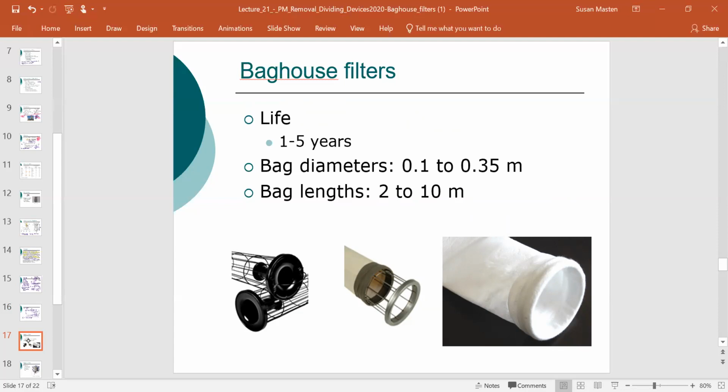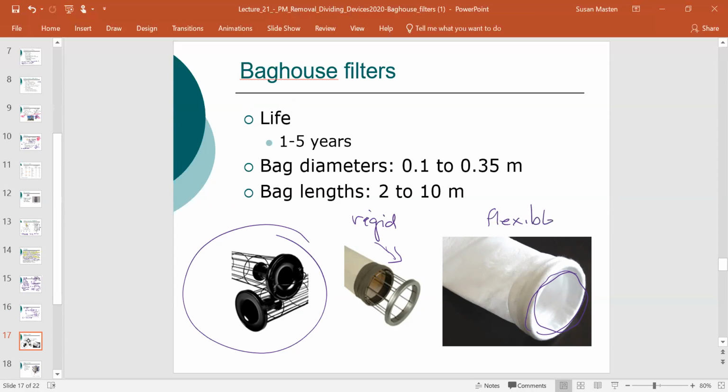Talked about bag lengths and diameters. Where we talk about cages, you can kind of see here how the bag fits over this caged mechanism, and it keeps that bag much more rigid, where in this case you can see there's kind of a ring here, and these bags are much more flexible. So these are much more rigid, and these are going to be much more flexible. And so you see some differences there.